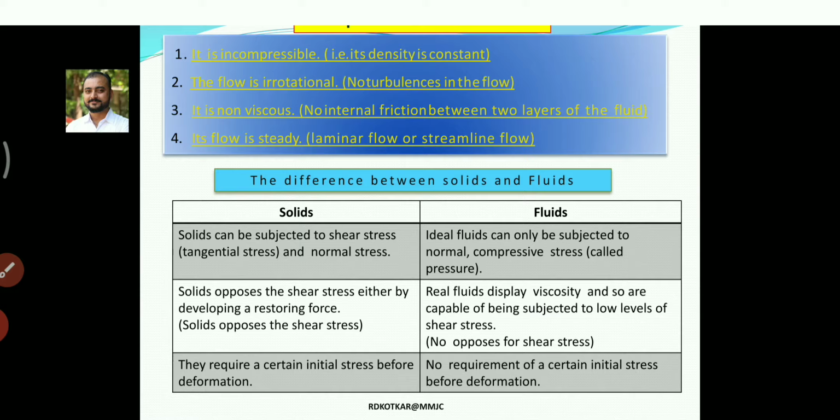Then next one, they require a certain initial stress before deformation. Before deformation in case of solid, they require initial stress. For example, if you want to stretch a wire, for changing its length, initially some stress will be required. Means force acting per unit area will be required. But in case of liquid, no initial stress is required for deformation.